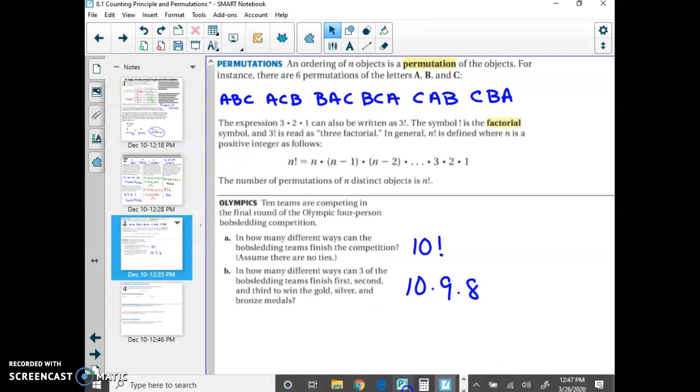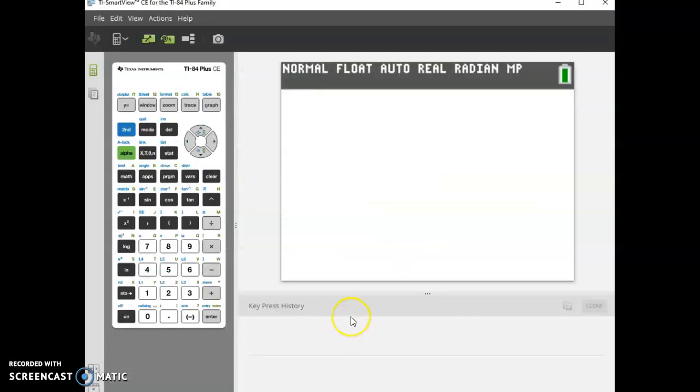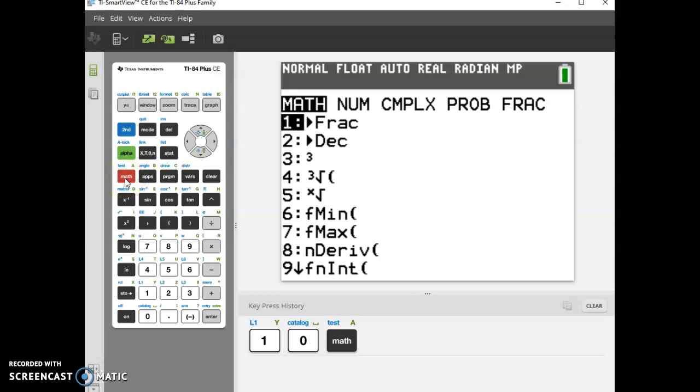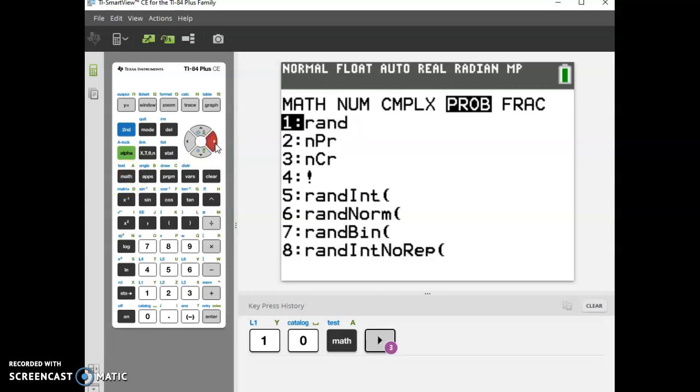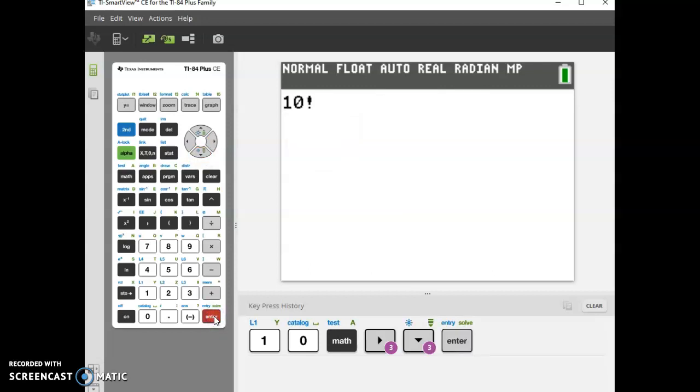So for those of you who have TI calculators, the TI 84, 83s, it would look something like this. So we punch in the number first. We punch in the number 10 because that's the number we're dealing with. Now the factorial symbol is found under the math menu. So we hit math, we go over to probability, and we go down to number 4, the exclamation point, and we hit enter. So in this case, that would leave us with 3,628,800 different ways for those teams to finish in order from top to bottom.